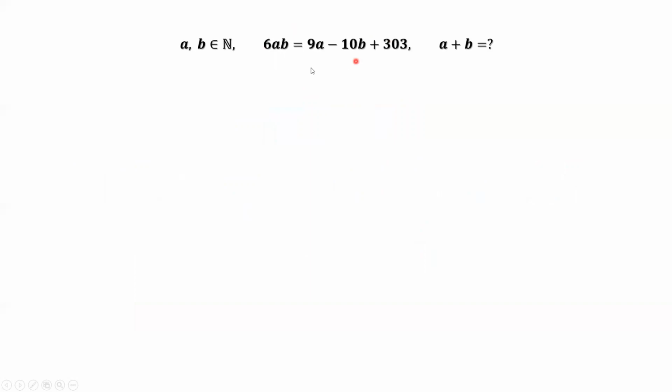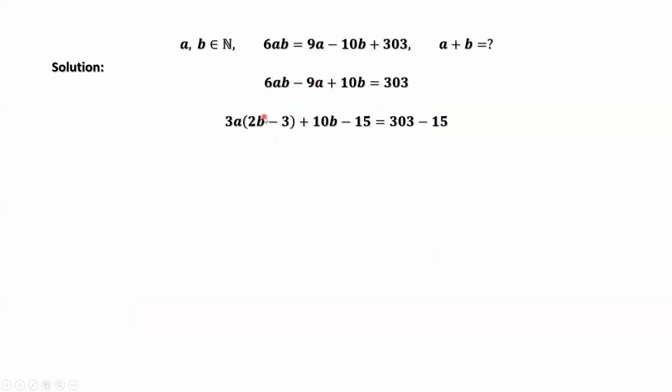From this given equation, we can move 9 times A minus 10 times B to the left-hand side. Factoring the first two terms, we have 3A times 2B minus 3. Then both sides minus 15.